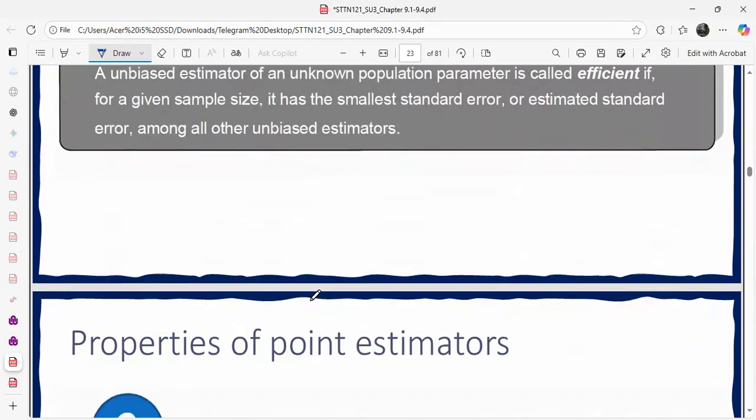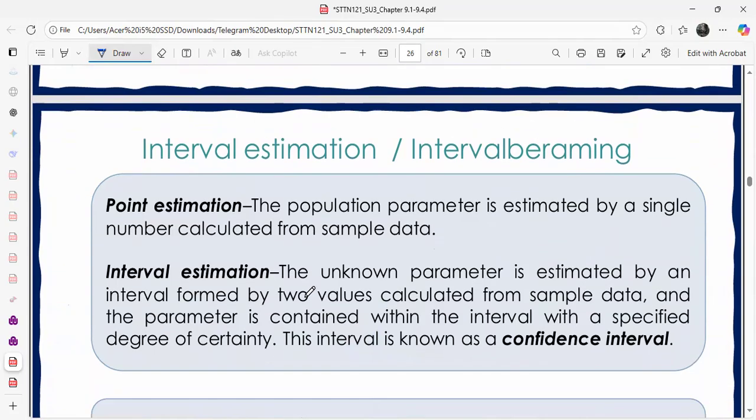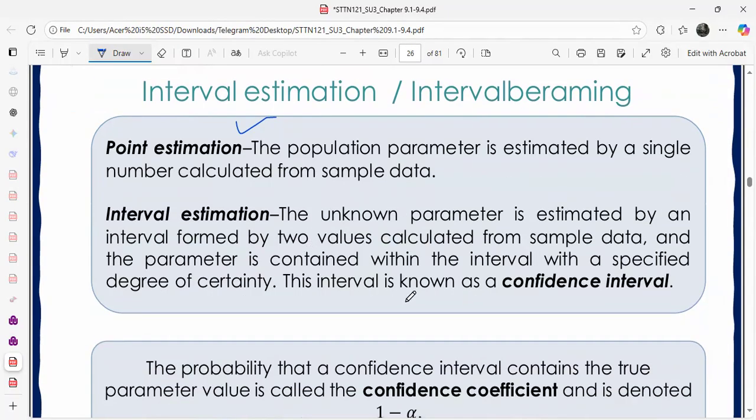Okay. I think now we can talk about interval estimation, because we talked about the point estimation. You saw the formulas that you guys need to know for the point estimation. It's very important for you to know those formulas. For the interval estimation, we will be dealing with an unknown parameter that is estimated by an interval. That interval is formed by 2 values calculated from the sample data, and the parameter is contained within the interval, which we call the confidence interval.